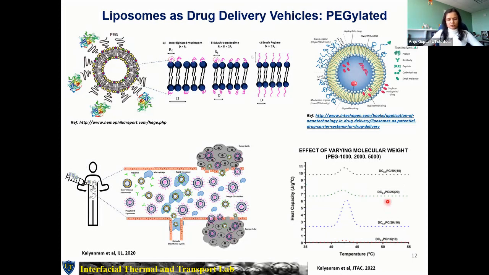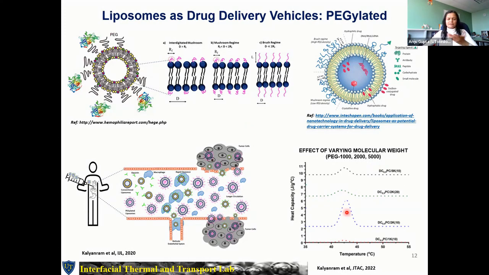So this was the work we did with the National Cancer Institute. We created these liposomes and, of course, encapsulated them with a drug. These were PC lipids, and they had PEG molecules of 1,000, 2,000, and 5,000 molecular weight. And we were surprised that PEG 2000 was the most stable formulation in our mice studies.